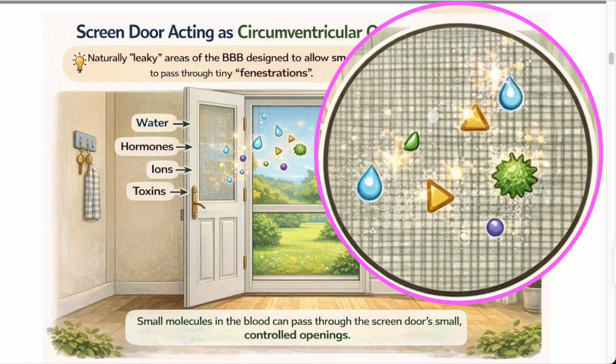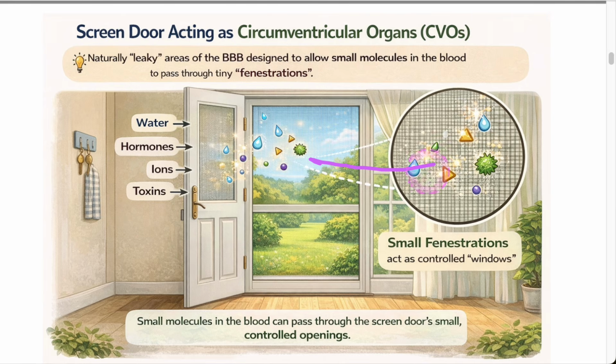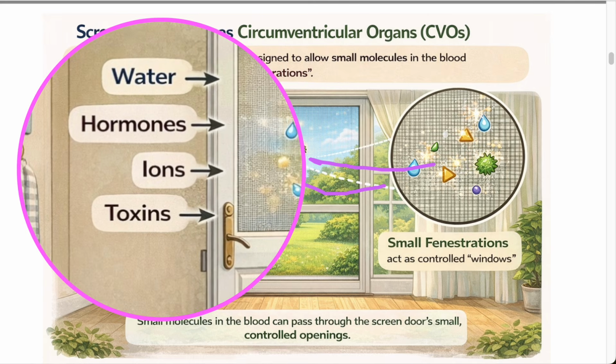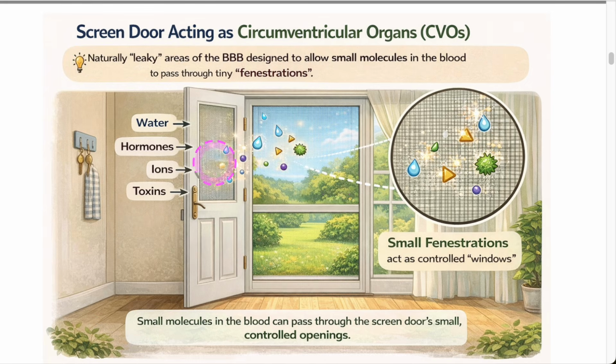And this here, let's blow this up. You can see that right in here. This is coming in here. This is the screen door. These are all the elements in there. We have water, hormones, ions, and of course we have toxins in there. So some things are going to get through and some things are not. So this is a pretty amazing system when you think about how God designed it. He designed our brain already with areas that are leaking.